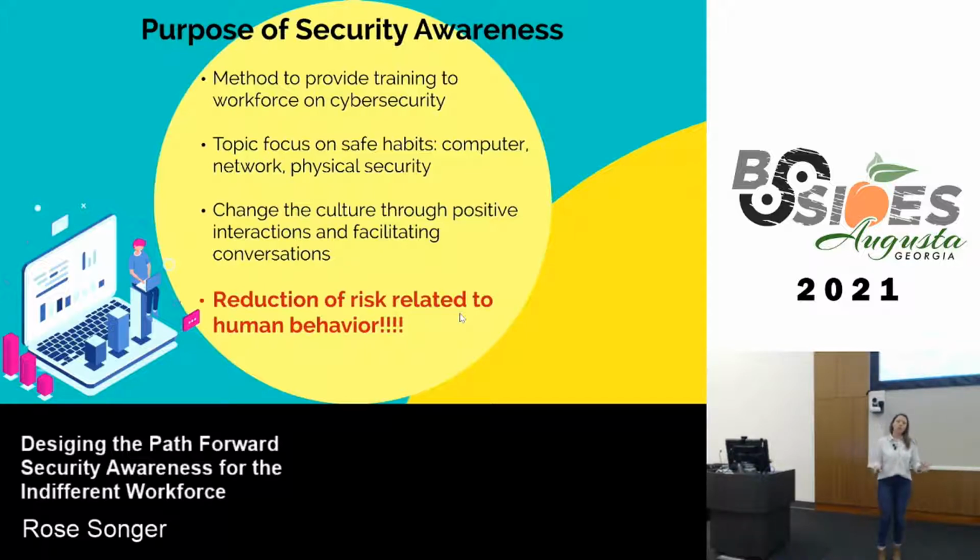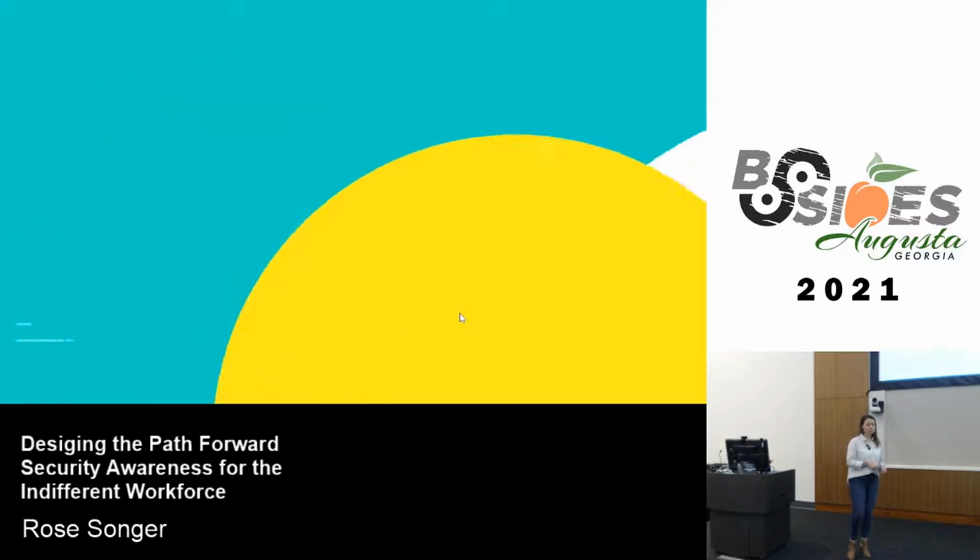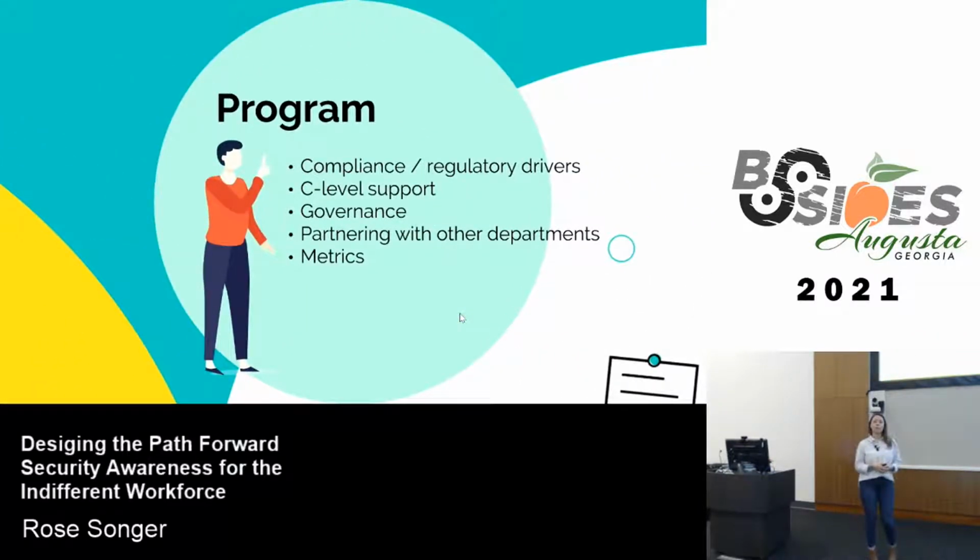So security awareness typically has the wrap of, you know, this is a compliance activity. Really, we're trying to reduce the risk associated with the humans within our workforce. So we do this through security awareness. Now, your program is normally split into 2 different areas. You have your program, the compliance and regulatory aspects of it. You have your C-level support. You maybe have your governance, whatever your governance may be with other departments. And then you have metrics. So that is what is setting up your program.